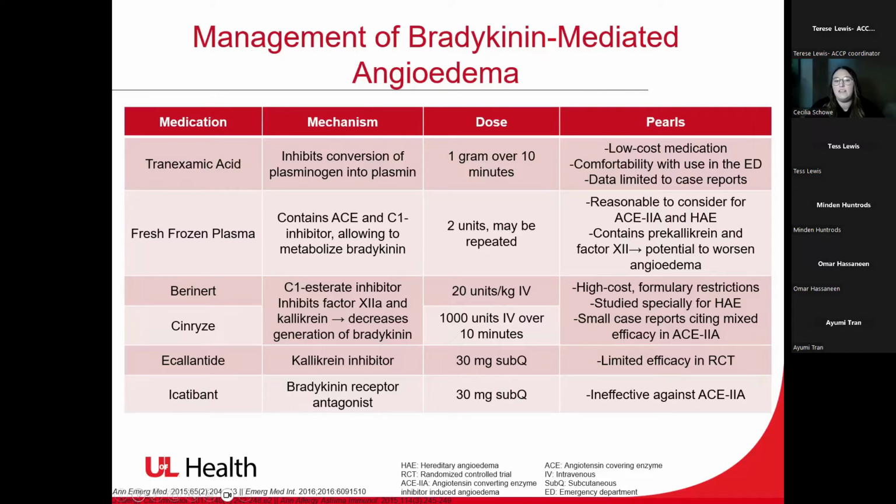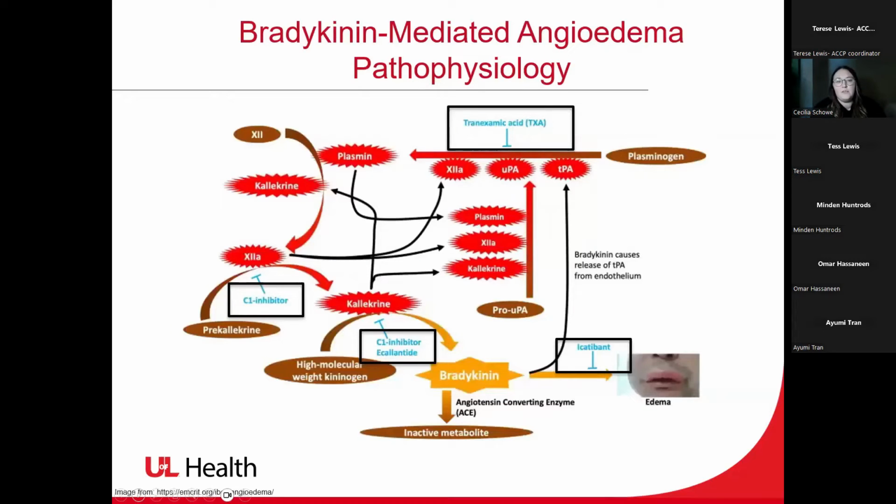So they can be considered, but they're definitely going to be like last-line agents. This kind of brings us back to our pathophysiology. So you can just see where the different agents work. And tranexamic acid, they're working at the top, stopping that conversion of plasminogen to plasmin, which ultimately stops the activation of factor, and we can hopefully decrease that amount of bradykinin.